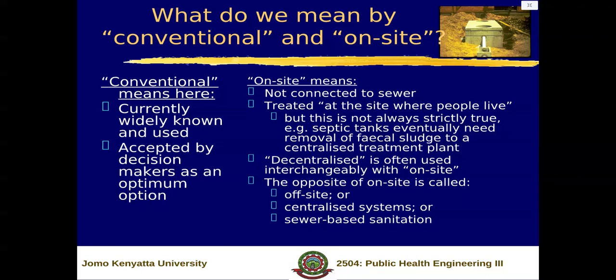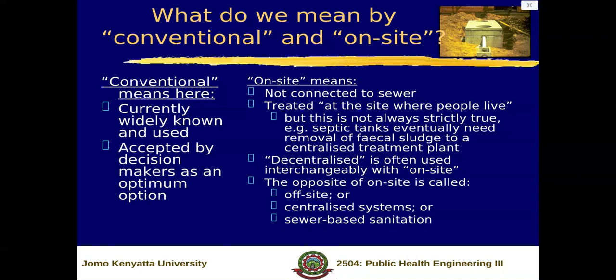Now, what do we mean and what's the difference between conventional and on-site? I think we see that it's conventional because when public health was developed, it was developed from an urbanizing point, from the municipal. And so the convention has been to collect all these wastes together to a centralized point of treatment. That's why we call it a centralized treatment scheme. And this is really what you find as conventional across many places in the world.